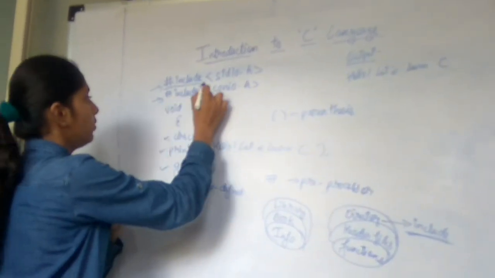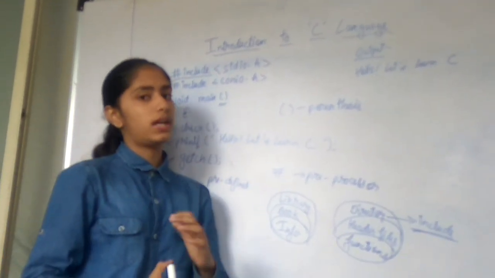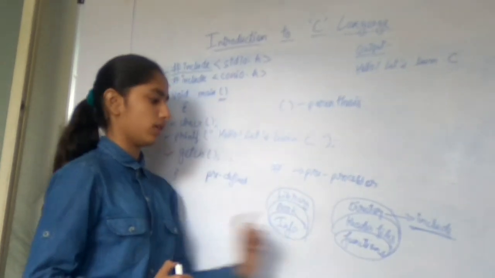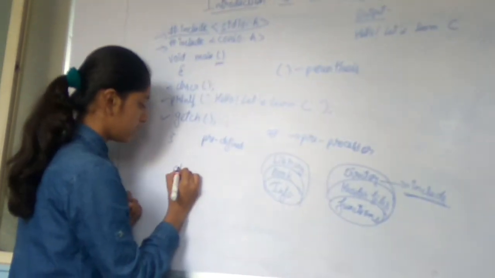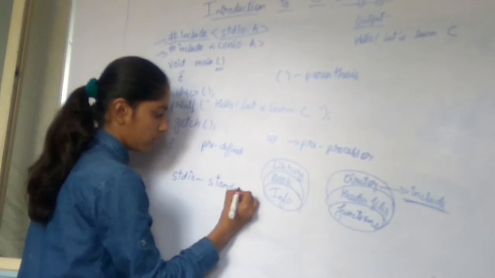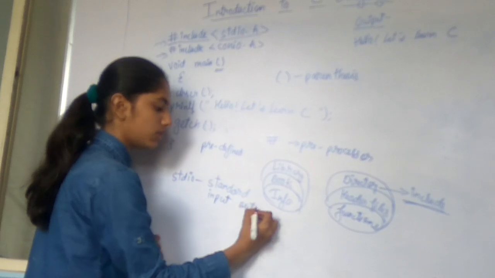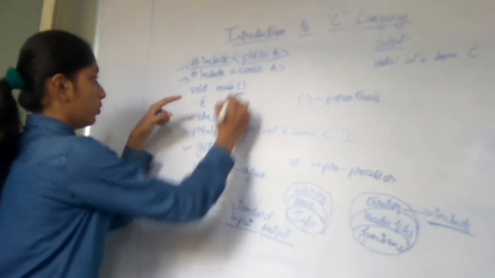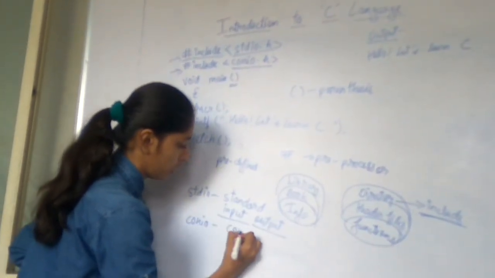Now coming to include, it is a directory or a library which contains certain header files which are required for the execution of code with certain predefined functions. And here stdio.h. stdio stands for standard input output, which means it will contain certain functions which are required for input and output. Now conio.h. Conio stands for console input output.